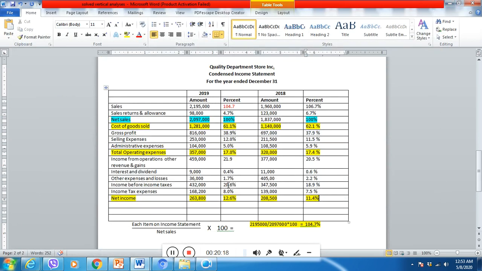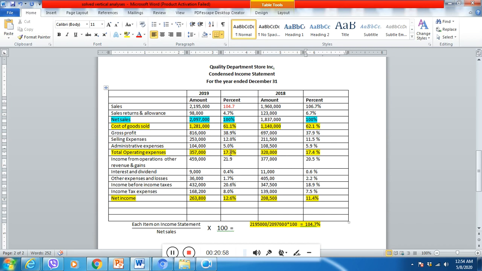See, this is the income statement. The income statement tells us about the expenses and income. Cost of goods sold is an expense. Last year it was 62.1%, and this year 2019 it is 61.1, meaning last year our expenses were 62% and this year 61, so we have decreased the expenses. And for total operating expenses, last year it was 17.4 and this year 17.0%. So we also decreased the total operating expenses.